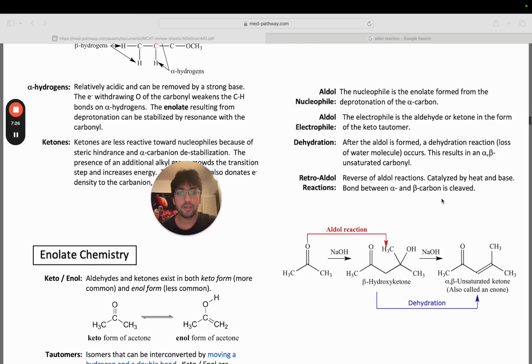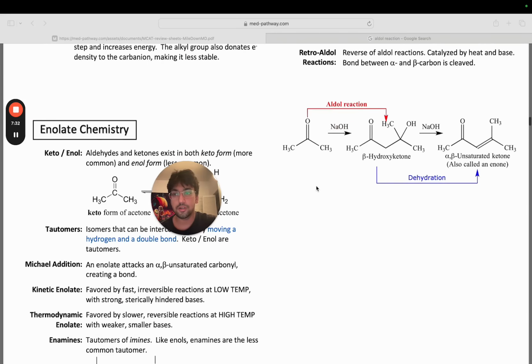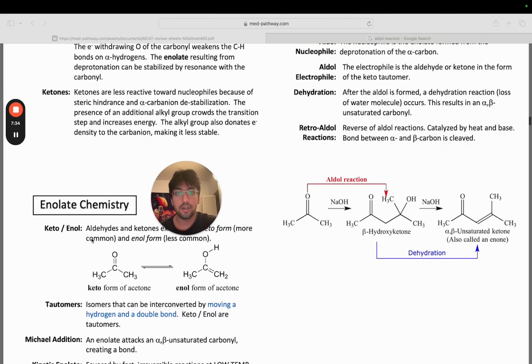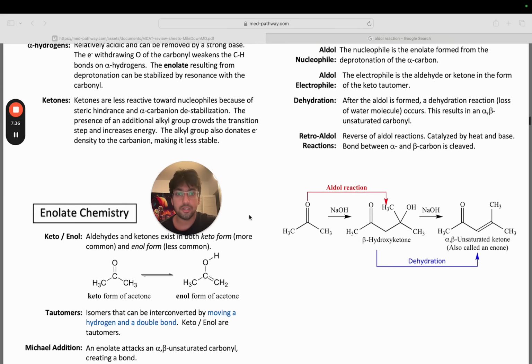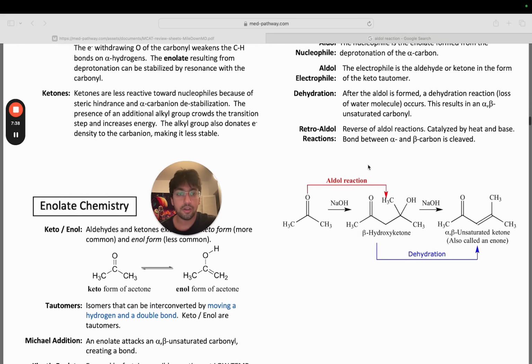If you understand this kind of aldol reaction and the dehydration that comes after, then you're pretty solid on understanding ketones and enols and aldol electrophiles and aldol nucleophiles. And believe it or not, this is actually a very high yield reaction for the MCAT. They love to test this because it shows whether you understand what a nucleophile and electrophile are.